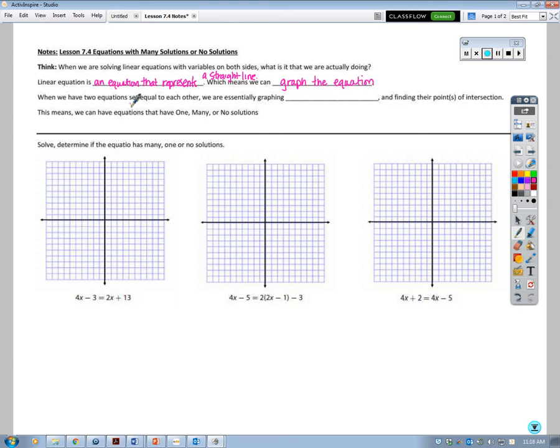So when we have two equations that we set equal to each other, what we are essentially doing is graphing both equations and finding their points of intersection. They could have one point of intersection, they could have many points of intersection, or they could have 0 points of intersection. So that means that you can have equations with one solution, which would be 1 point of intersection, many solutions, or no solution.